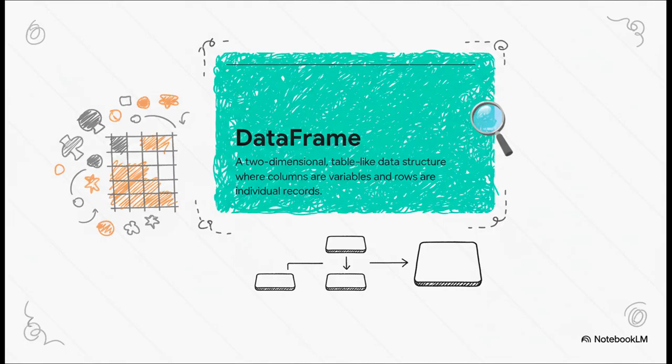So, to get just a little bit technical, a data frame is a two-dimensional data structure. Just think of it this way. The columns are your variables, things like product, region, or sales. And then each row is just one single observation or record. It's this simple structure that makes working with your data so intuitive.